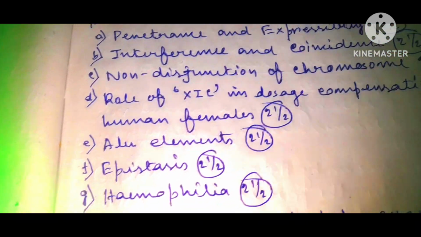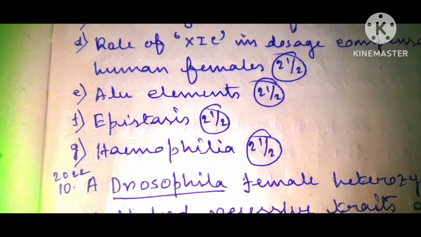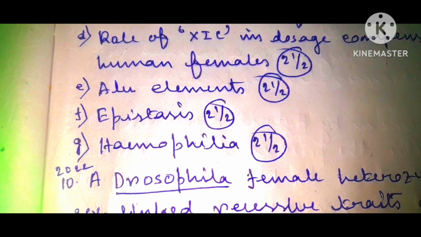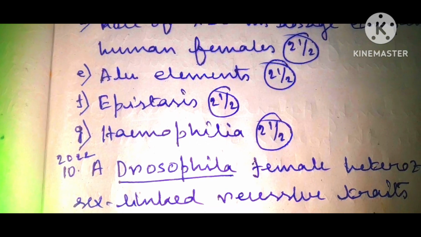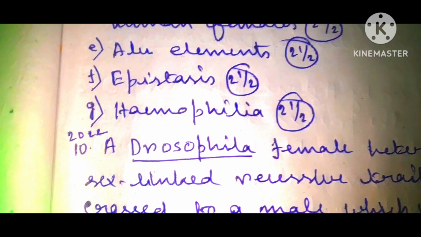Role of XIC in dosage compensation in human females carrying 2.5 marks. ALU elements carrying 2.5 marks. Epistasis carrying 2.5 marks. Hemophilia carrying 2.5 marks.